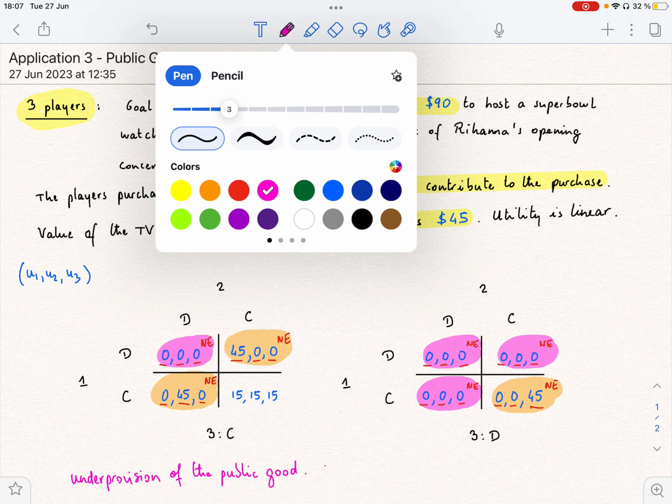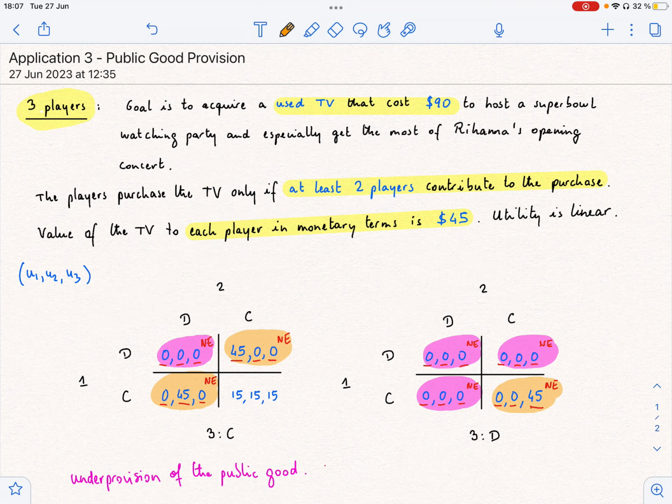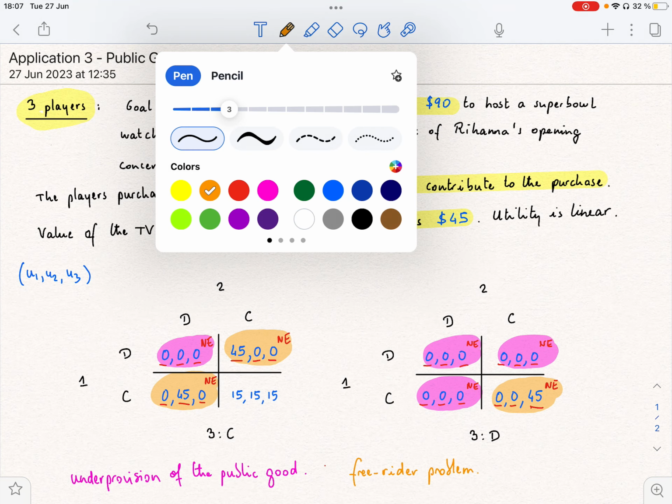And the orange Nash equilibria highlight the free rider problem. If enough people contribute to the public good, I'm much better off free riding than contributing myself and sharing the burden with the other contributors. So that's it for today.